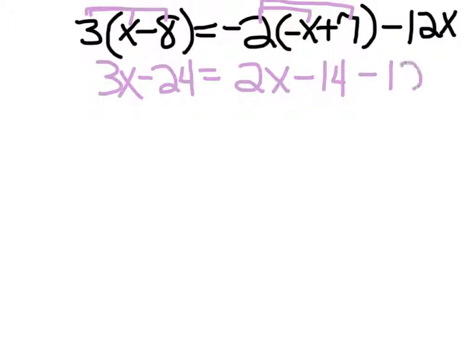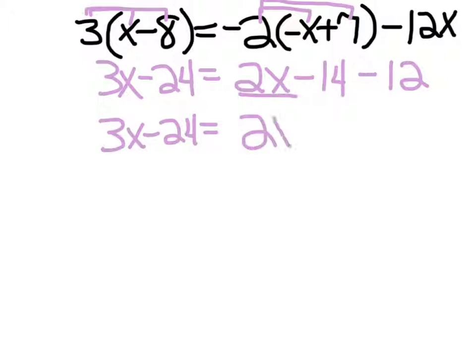negative 12x. All right, when we look at the left side of this equation now, we have 3x minus 24, and that's as simple as the left side can get. Okay, so we're just going to rewrite that, 3x minus 24. When we look at the right side of the equation, or the right side of the equal sign, can we combine any terms here? Yes, we can. Can we combine anything with 2x?